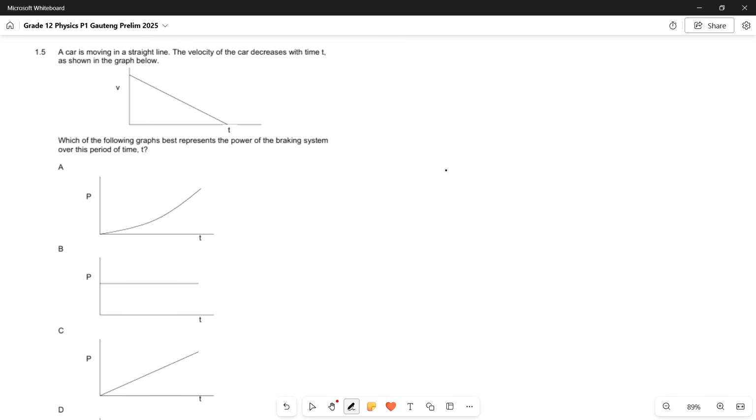Cool. And then question 1.5 says a car is moving in a straight line. The velocity of the car decreases with time as shown in the diagram below. Okay, so it is hypothetically starting at 10 meters per second and ending at 0 meters per second. So it is going to decrease until it stops. And then we have 0 for our time over here. And let's give it a different number. Let's say it's 20 seconds over here at the end point.